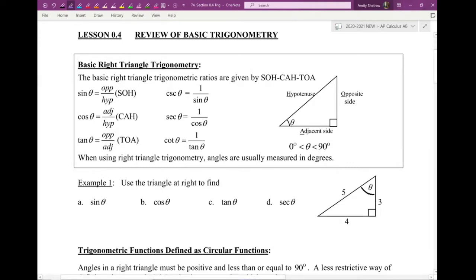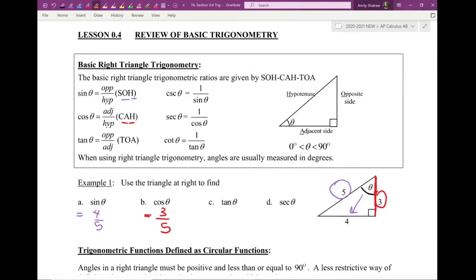Remember, sine is opposite over hypotenuse, so the side that is opposite is right here, and the hypotenuse is always the longest side. So I would say that sine of theta in this case would be 4 over 5, and that cosine is the same as adjacent over hypotenuse. And so adjacent is the side that's touching, so that would be a 3. And the hypotenuse is still the same, a 5.